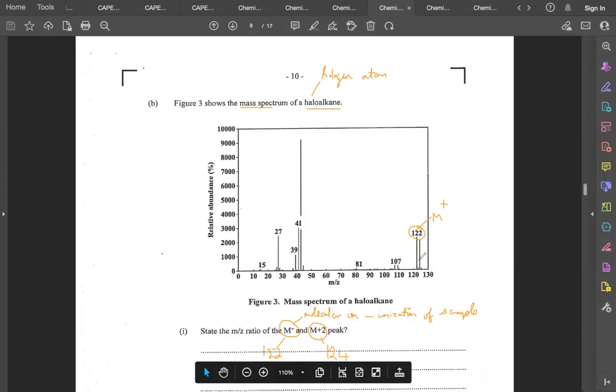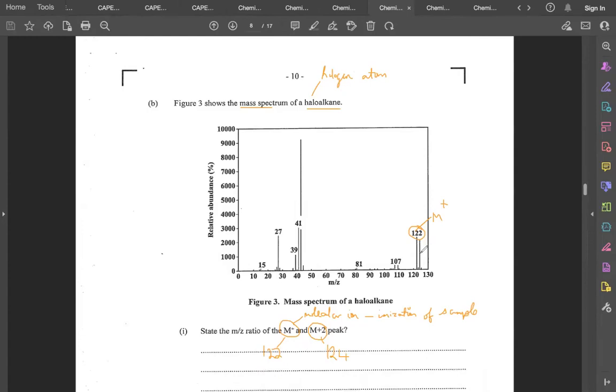And so if we look here, we see that that's represented by this line here. Do you guys see that? This line here, that's 2 units away from our M plus, would be our M plus 2, right? It's two mass units heavier than the M plus, and that is around 124, right?